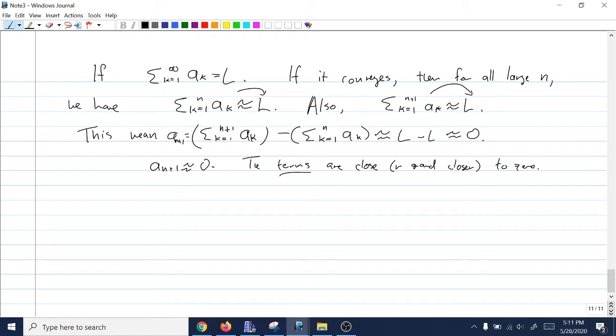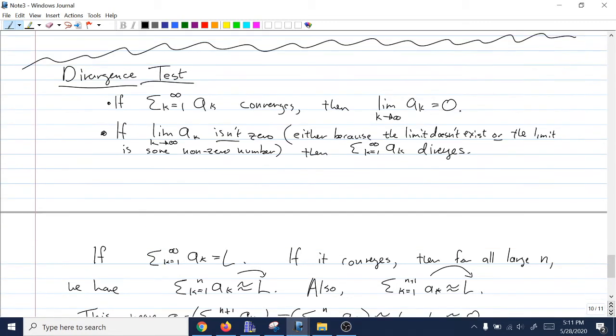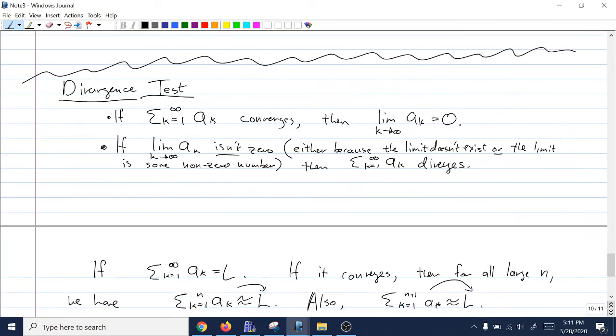The key thing about the divergence test, it feels like I said two things, but I really only said one thing. These two statements are the same thing. The divergence test can show you that the series diverges. Notice that the converse is not the case.